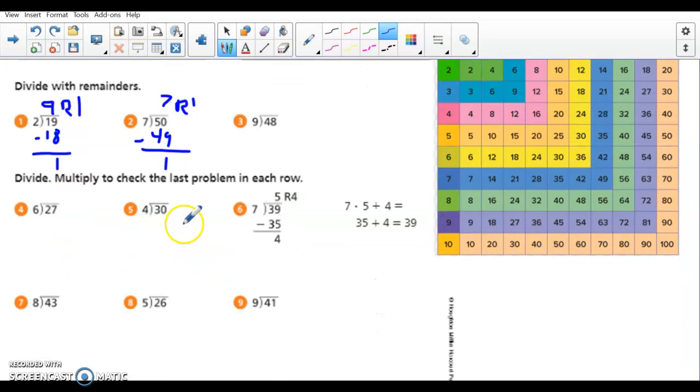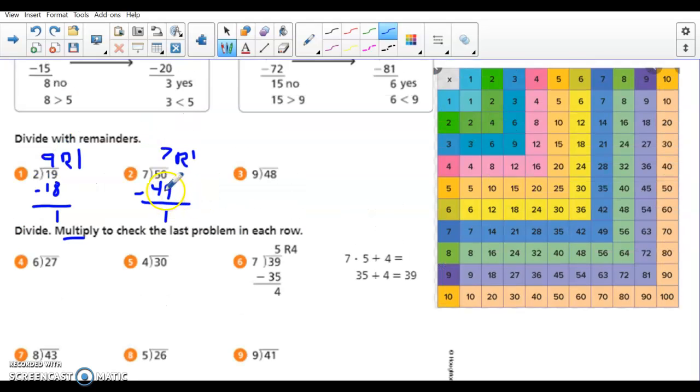And then we want to now check these with multiplication. And so the way we check these with multiplication is we take our answer, our quotient, 5, and we multiply it by our divisor, our smaller number. So our 2 smallest numbers get multiplied. Remember that dot means multiply. But then we also need to add our remainder.